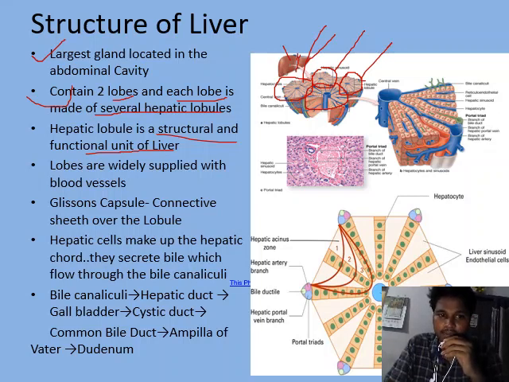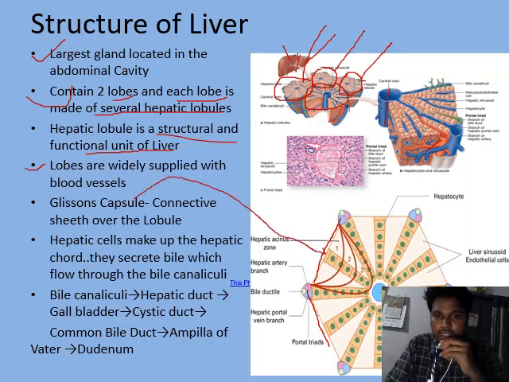Lobes are widely supplied with blood vessels. Here you are able to see the veins and arteries are very widely supplied in the hepatic lobule, and the layer around each lobule is called Glisson's capsule. Okay, so each hepatic lobule is covered by a connective sheath. This connective sheath is called Glisson's capsule.